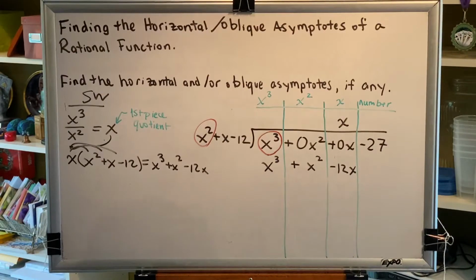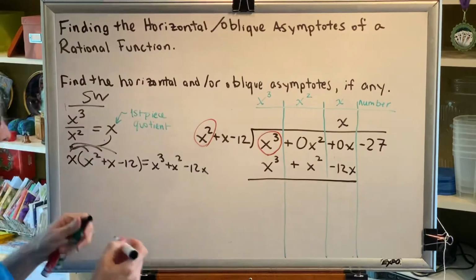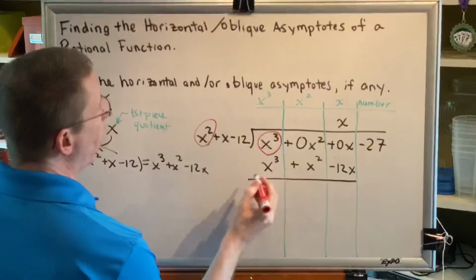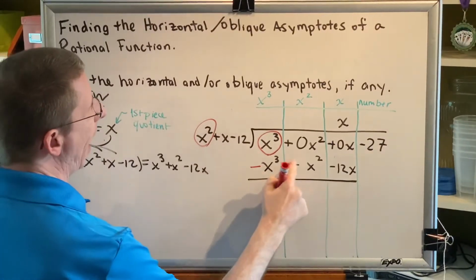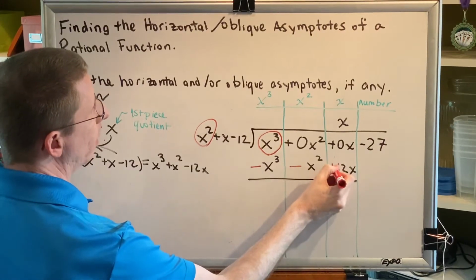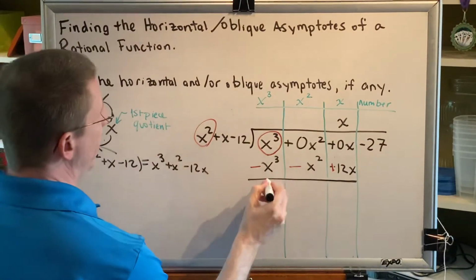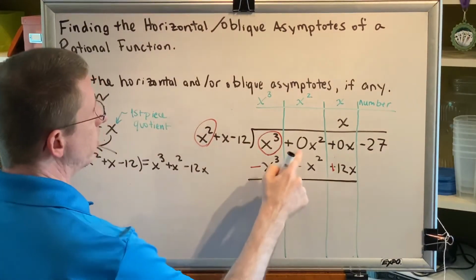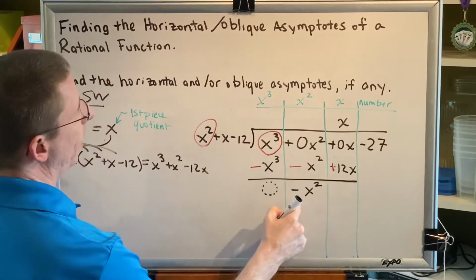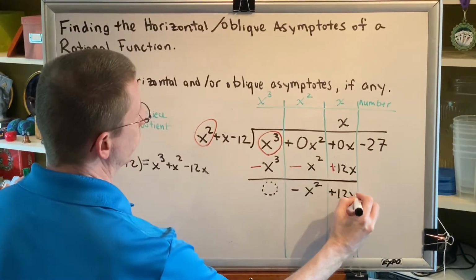Next, draw the line, change the sign, then combine. So, underline the terms that you just put in your long division problem and change the sign of each one. The positive x cubed becomes negative. The add x squared becomes subtract x squared. And the subtract 12x becomes add 12x. Now combine vertically. X cubed plus negative x cubed cancels to 0. 0x squared minus 1x squared makes minus 1x squared, or simply negative x squared. 0x plus 12x makes plus 12x.